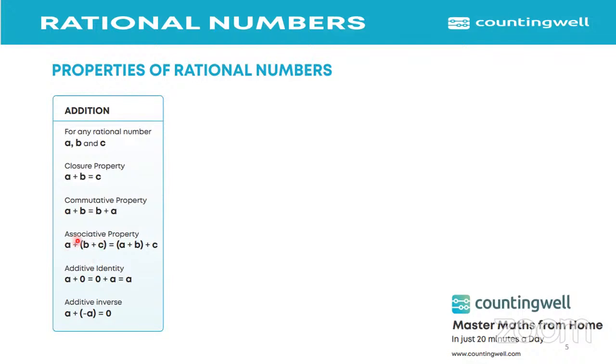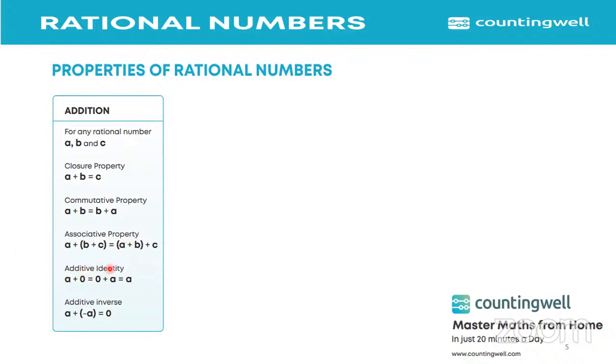Now let us see associative property for rational numbers. For any three rational numbers a, b, c, a plus b plus c is equal to a plus b plus c, with the brackets placed differently. So no matter which two numbers you are adding first, the resulting sum will be same. So if you add b and c first and then add a to it, it is same as adding a and b first and then adding it to c.